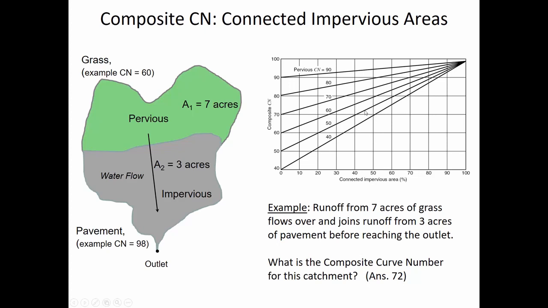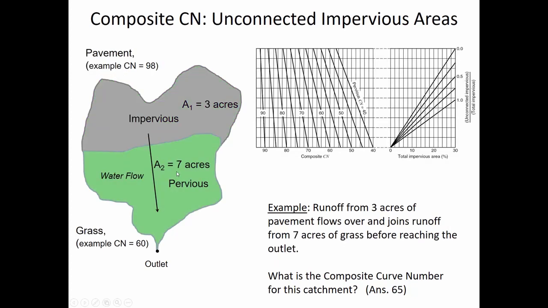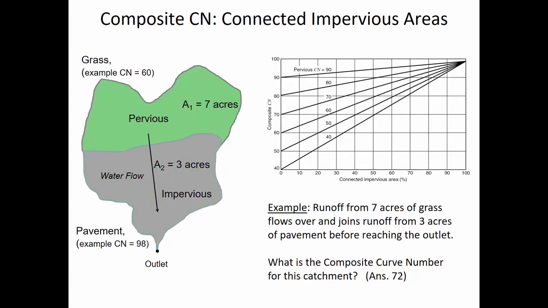So that's how you do it if the impervious area is connected, because there isn't any special absorptive effect that occurs in this configuration. But now consider if the situation is reversed. It's because it's 3 acres of the impervious, and the total, meaning area 1 and area 2 together, is 10, and so it's just 3 out of 10, so 30%.